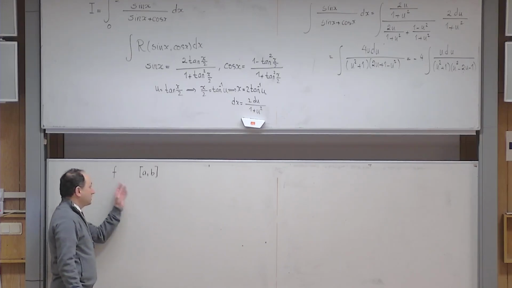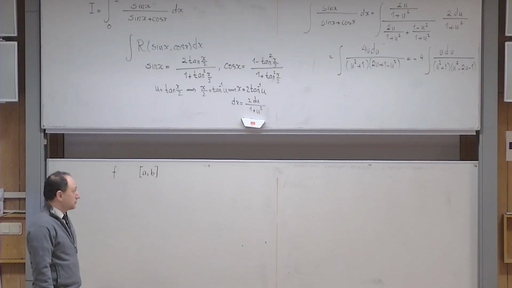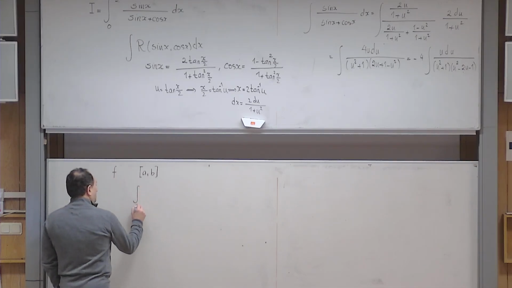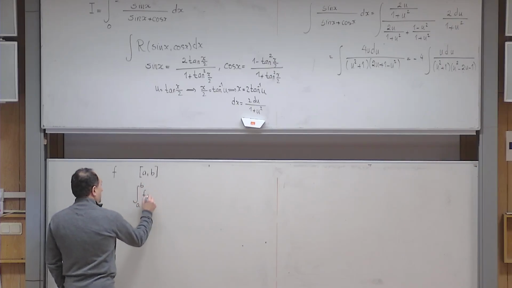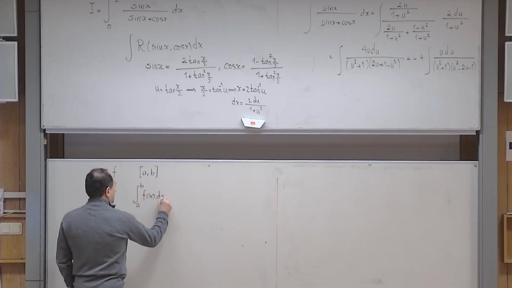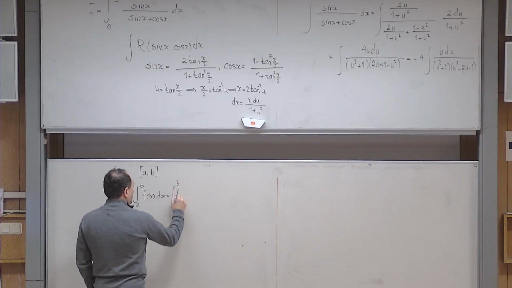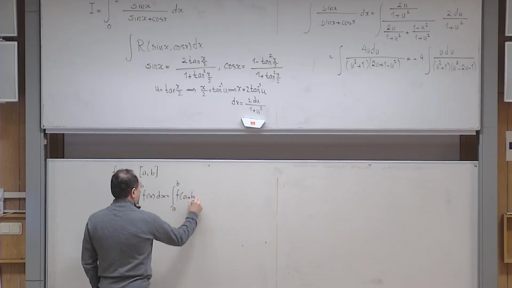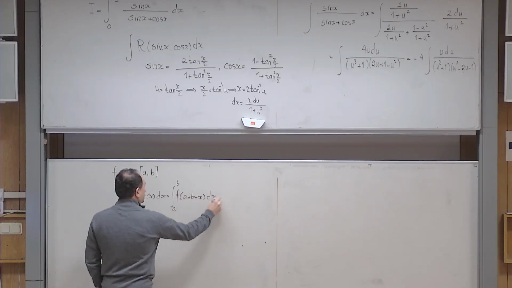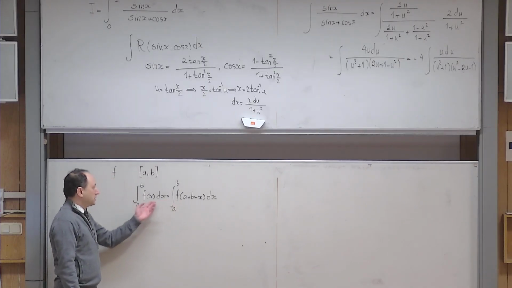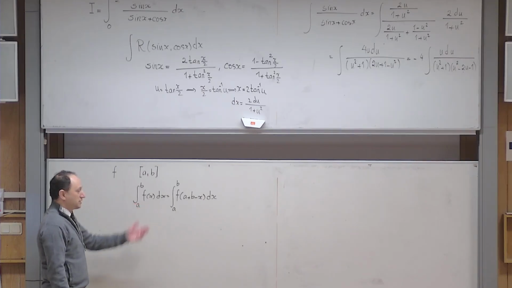So if a function is integrable on a closed interval from a to b, then the integral from a to b of f of x dx is equal to the integral from a to b of f of a plus b minus x dx. By the way, I can immediately prove this for you heuristically. This is not a very big problem.